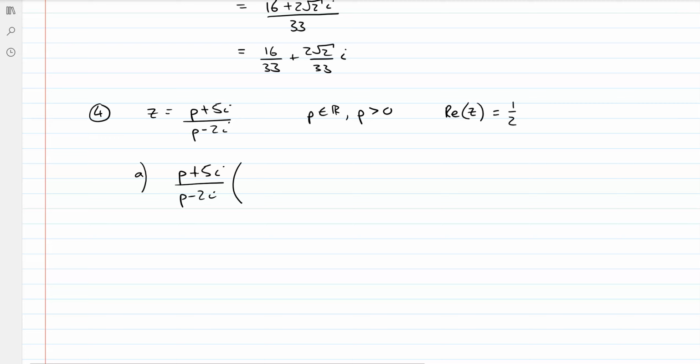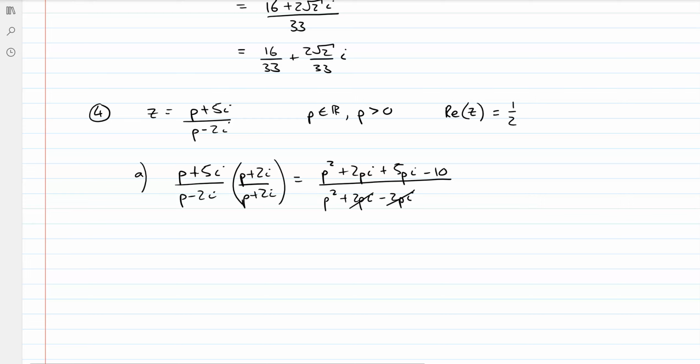Whenever you see it in this form, chances are you'll be multiplying top and bottom by the conjugate. That's just pretty much always the way forward. On the top, p times p, p times 2i, 5i times p, and 5i times 2i is 10i squared, so minus 10. And on the bottom we get p times p, we're going to get plus 2pi minus 2pi, again they'll cancel. And we get minus 2i times 2i, which is minus 4i squared, so plus 4.